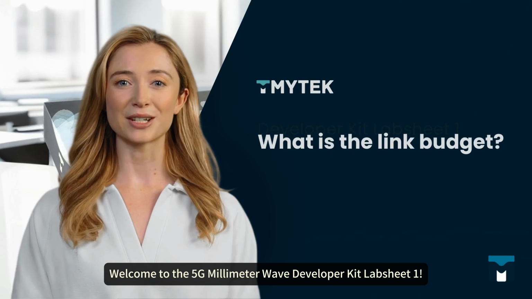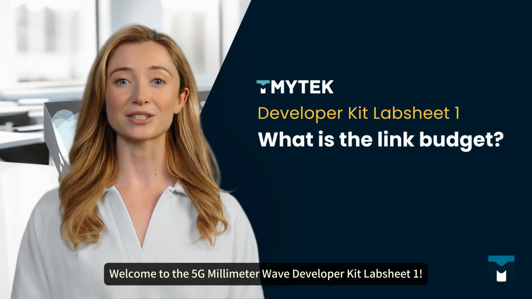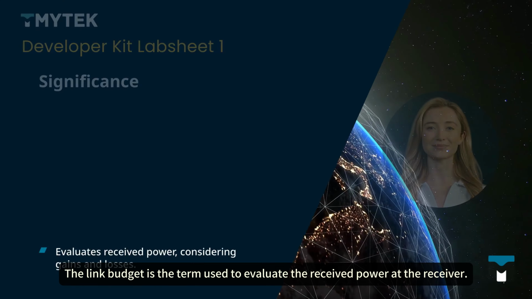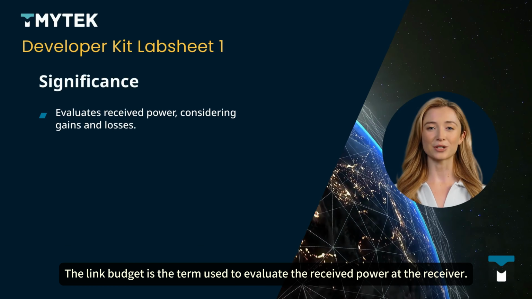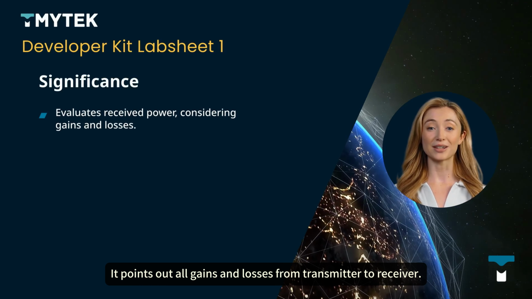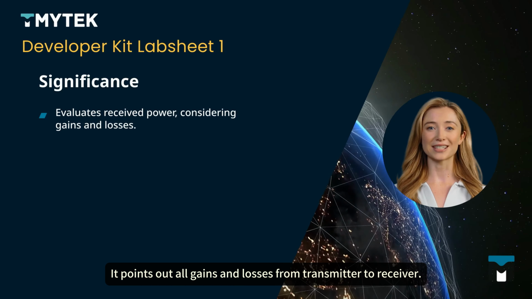Welcome to the 5G mmWave Developer Kit Lab Sheet 1. In this section, we'll dive into the concept of what is the link budget. The link budget is the term used to evaluate the received power at the receiver. It points out all gains and losses from transmitter to receiver.